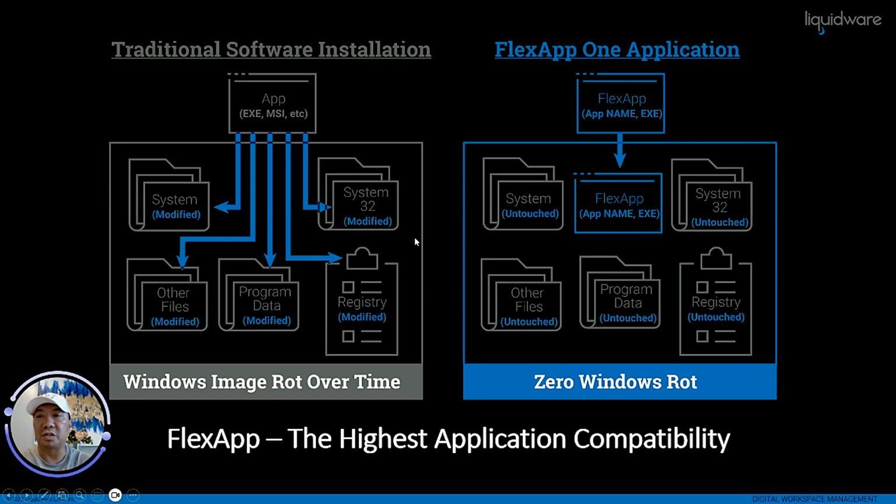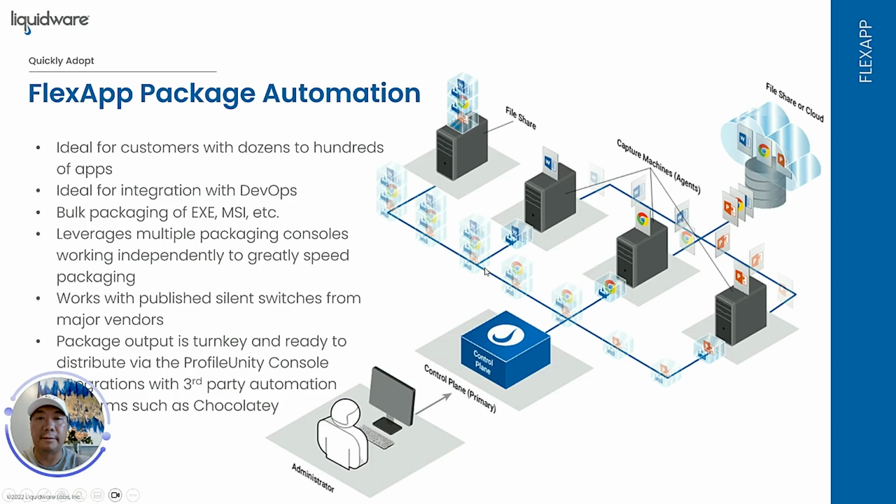How we differ from traditional software installations: if you look on the left, with traditional software installations your system is getting modified. System32, ProgramData, registry, all of that is getting modified and tattooed into your operating system. So over time, you're going to have Windows rot and you're going to get degradation in your OS. But with FlexApp and FlexApp One, we're just layering in the bits that are needed for the application to run. On the right, you see system, ProgramData, System32, registry, all untouched. We don't write. We just mount and layer and inject. That way, when you're done with the application, it disappears from the OS as if it was never there.